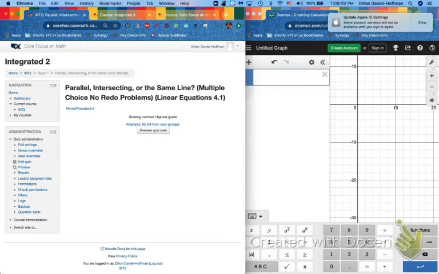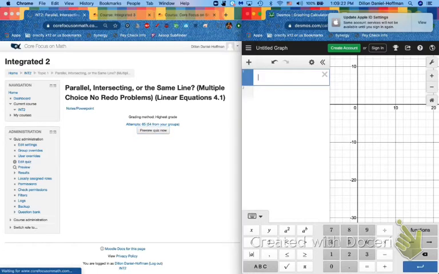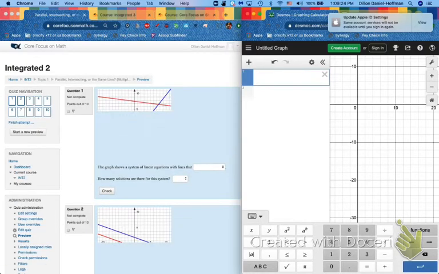Parallel, intersecting, or the same line. The first assignment in a new unit on algebra. This will definitely be a unit where you're going to want to have your Desmos graphing calculator up here on the right, and I'm going to show you exactly why once you hit Attempt Quiz Now. So dive in, and let's see what we got going on.